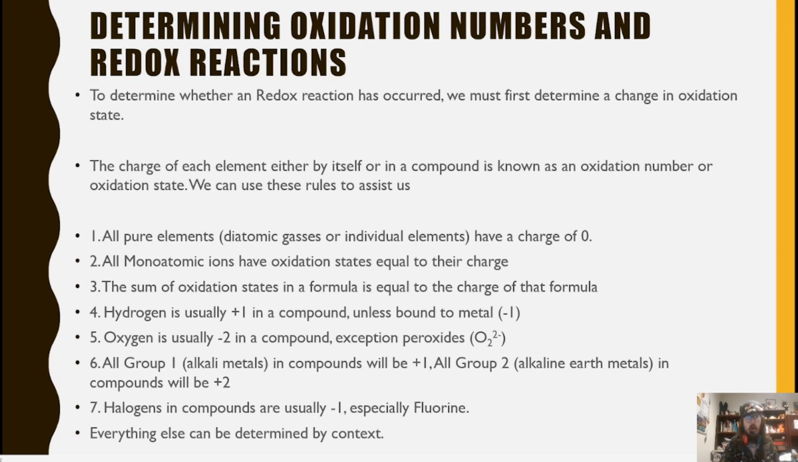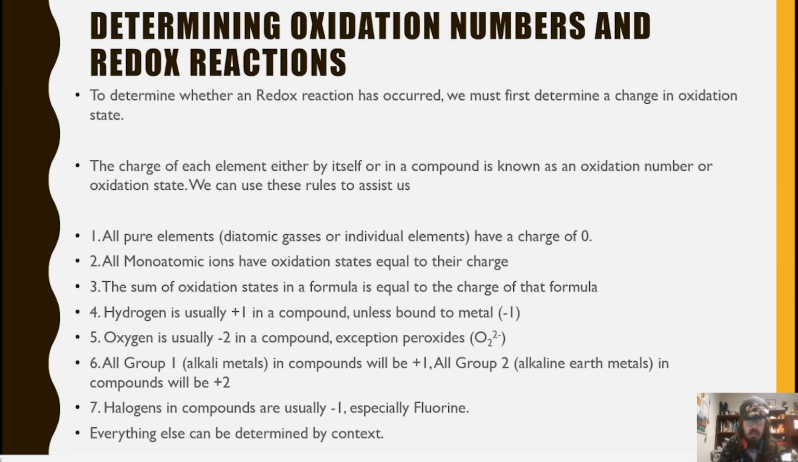Rule 1, all pure elements, whether this is the element by itself or as a diatomic gas, if it does not have a charge associated with it and it's only one type of element, it is considered 0. So O2, 0. Sodium solid, 0. If it is not charged and it's by itself, it is considered to have 0 charge. It is at its normal valence electron count.